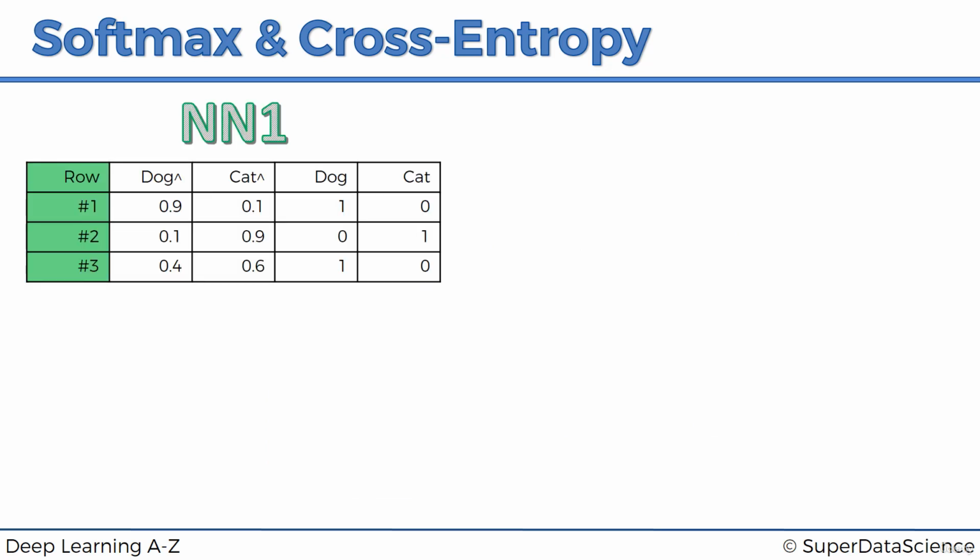So there's neural network 1. You have the row number, so that's the image number. And then for image 1, you have what it predicted, 90% dog, 10% cat.